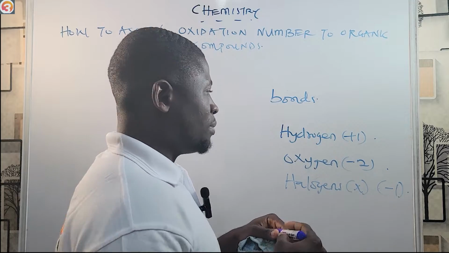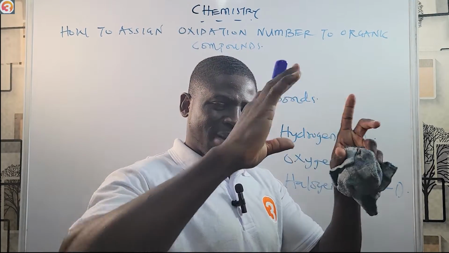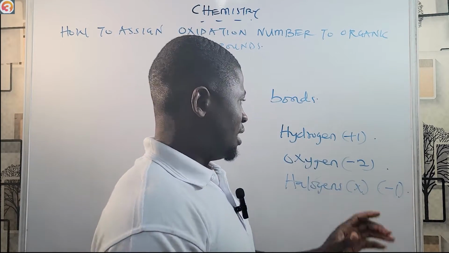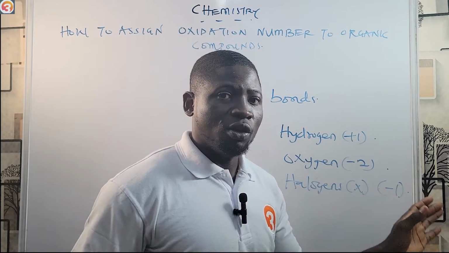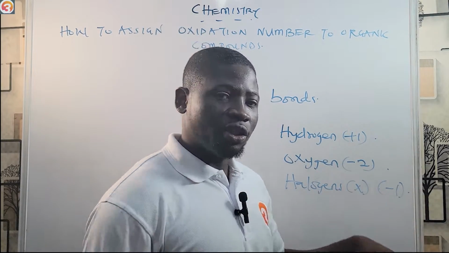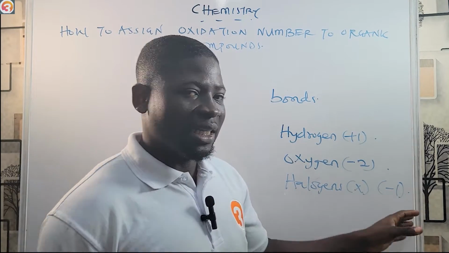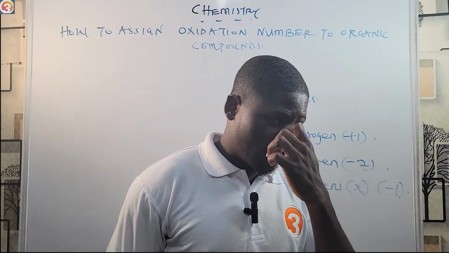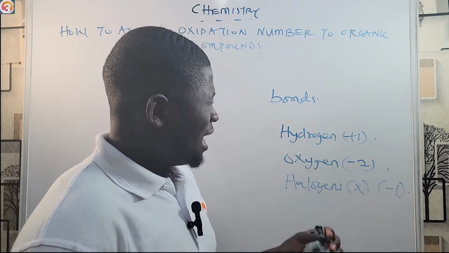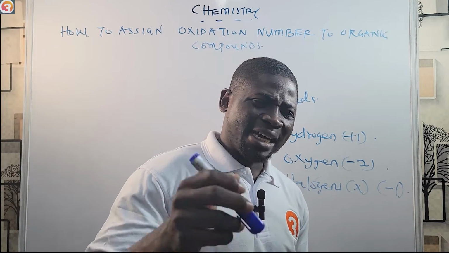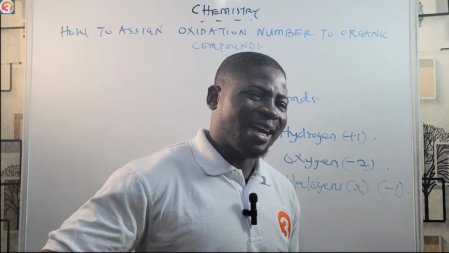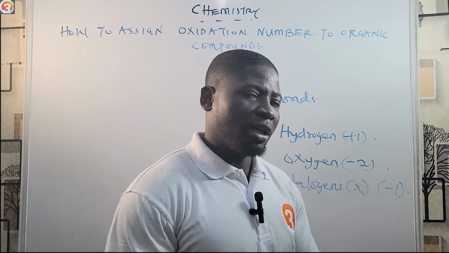So this is what we do. We assign oxidation numbers to the elements in the organic compounds. Like for example, hydrogen, we assign an oxidation number of +1 to it. Like oxygen, we assign an oxidation number of -2 to it. Like halogens, we assign an oxidation number of -1 to it. So after we have done this, we can now determine the oxidation number of the central carbon atom.